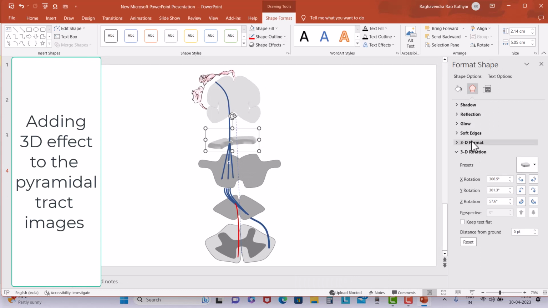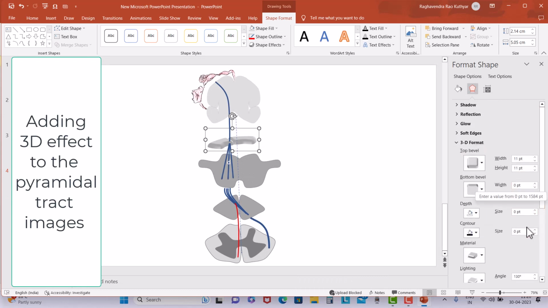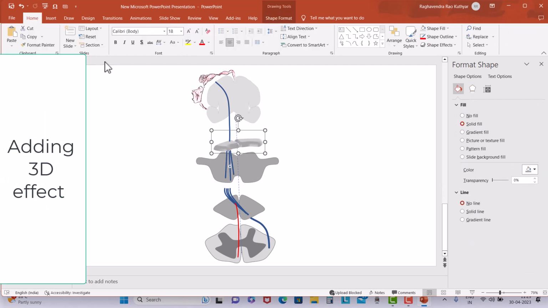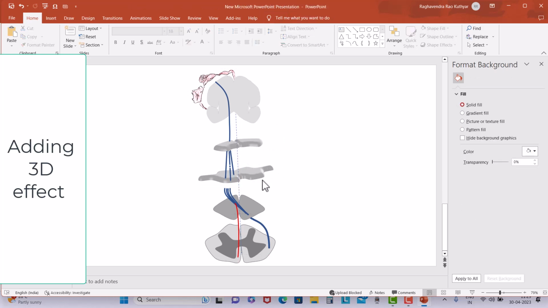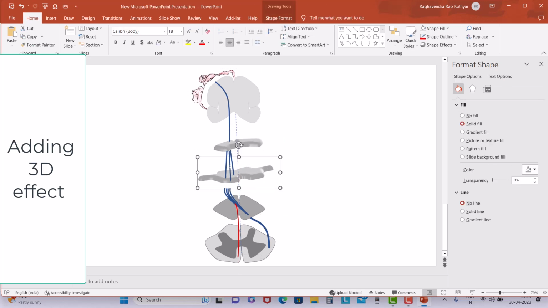So the midbrain now has a 3D effect, and I'm trying to increase the depth of that a little bit. Keep it in the midline in line with the other structures, and adding the same 3D effect to pons. I have to do it to the medulla also.